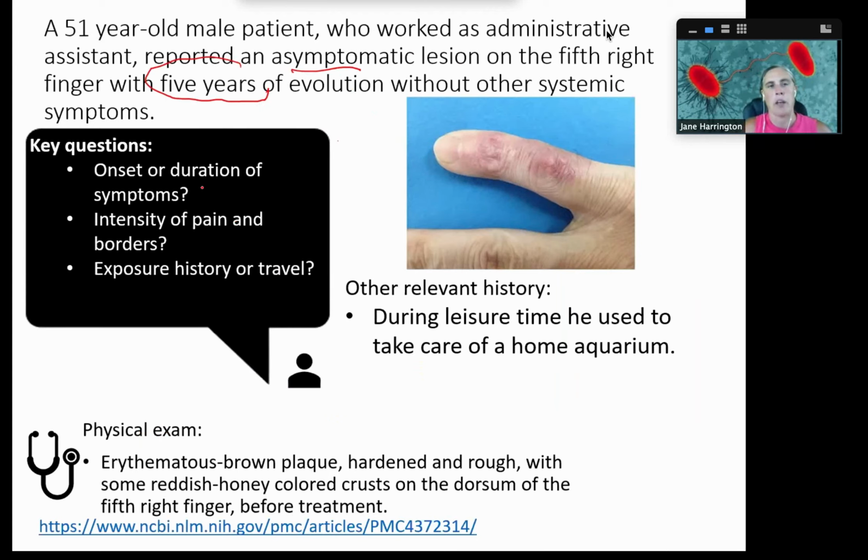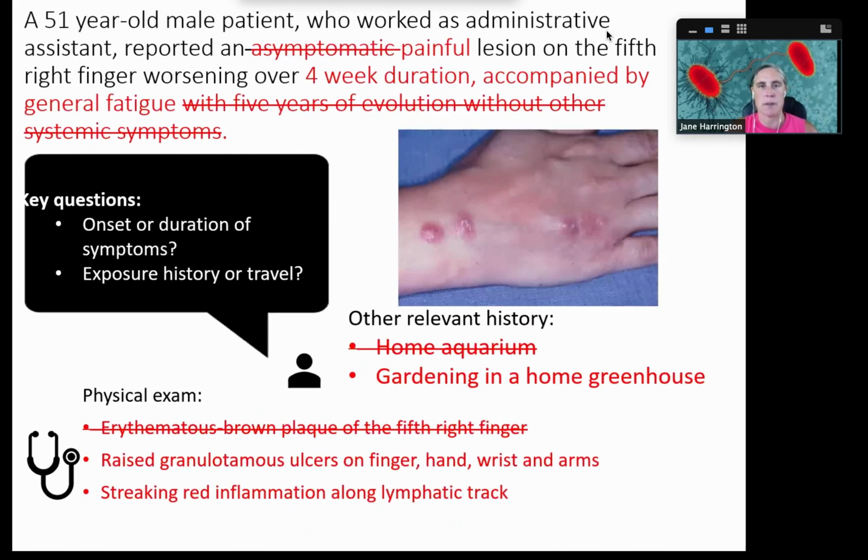So when we say somebody's got an aquarium, that's really important. We see that it's a single plaque, with some crust associated with it. The answer to this is Mycobacterium marinum. I already gave you this vignette, that's whenever I give you the answer. But using this as a differential diagnosis, let's change some details of it.